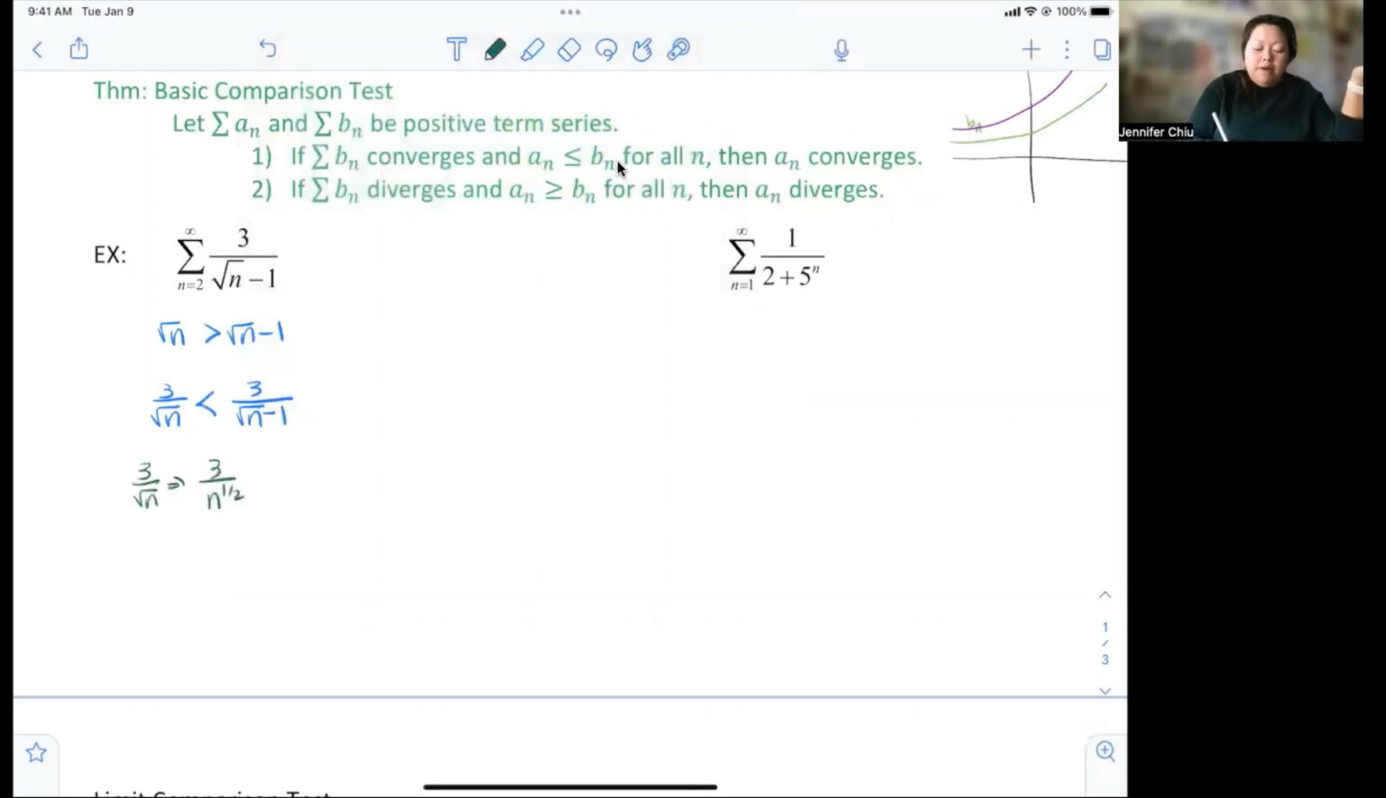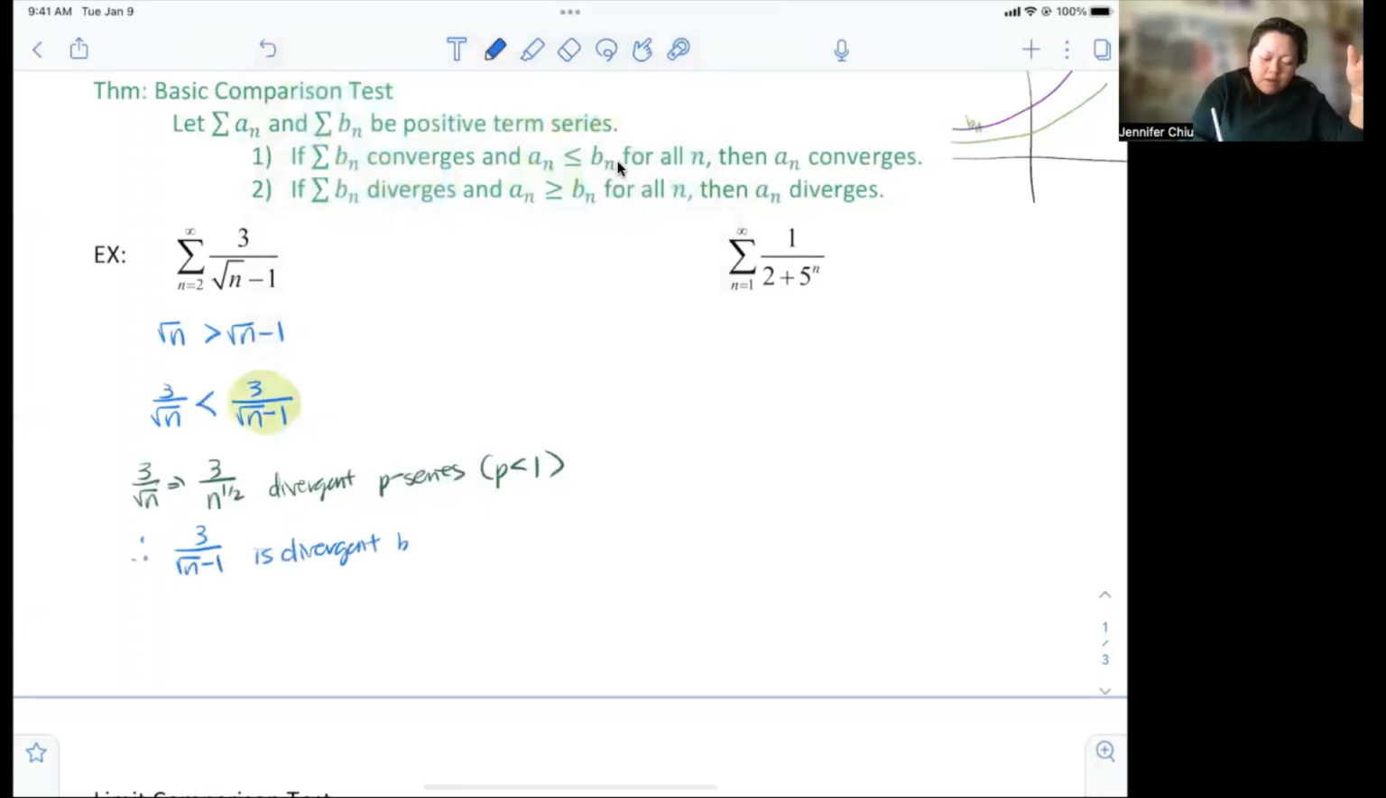Now I remind myself that 3 over root n is really 3 over n to the 1/2. This is a p-series. In fact, this is a divergent p-series because p is less than 1, right? P is 1/2. So because that is a divergent p-series and the function I'm comparing it to, this function here, is bigger than my divergent series, hence my series that I'm looking at is divergent. So then you can say, therefore, 3 over root n minus 1 is divergent by the basic comparison test.